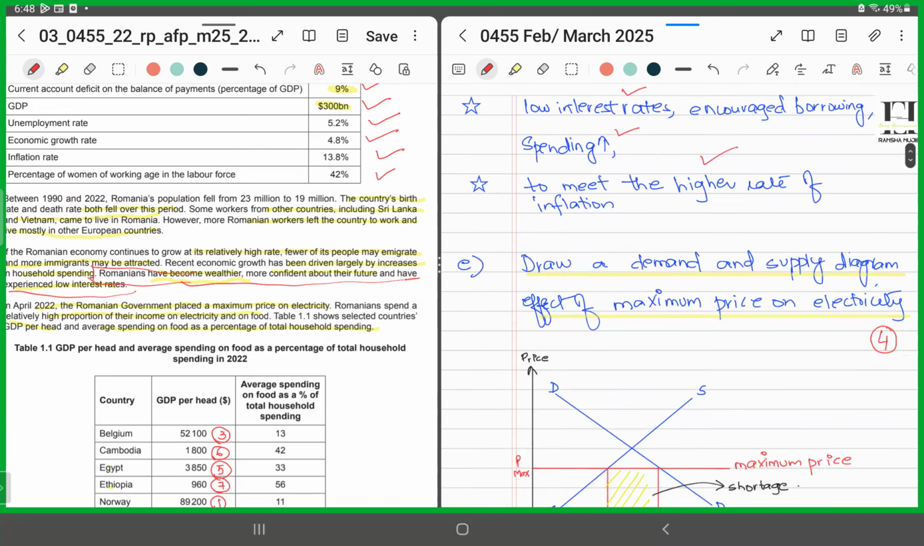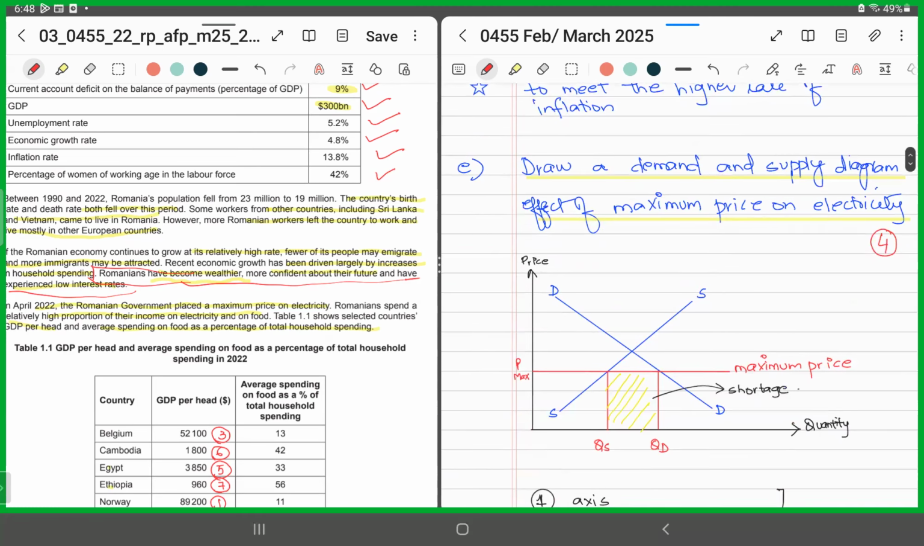Moving on. Part E. Part E asks us to draw a demand and a supply diagram showing the effect of a maximum price on electricity. It's a 4-mark question.